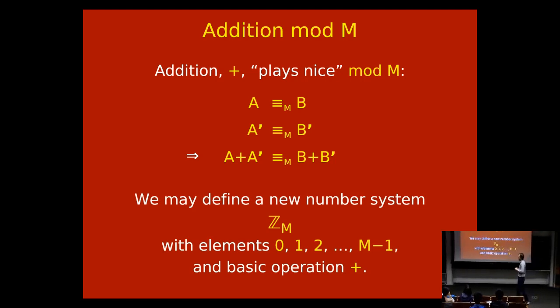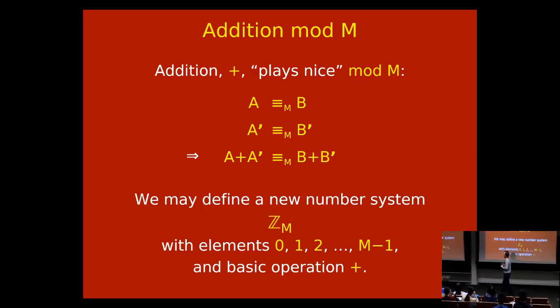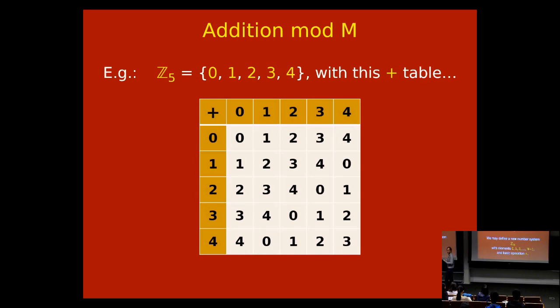So in fact, one way you can say this, if you're getting a little bit more sophisticated, instead of just writing mod m after every single line, sometimes we define a new number system, the notation for which is Z sub m. It's like the integers mod m. And this is a number system where there are m elements, 0, 1, 2, 3, up to m minus 1. And it has an operation on it, plus. But this plus is always plus mod m.